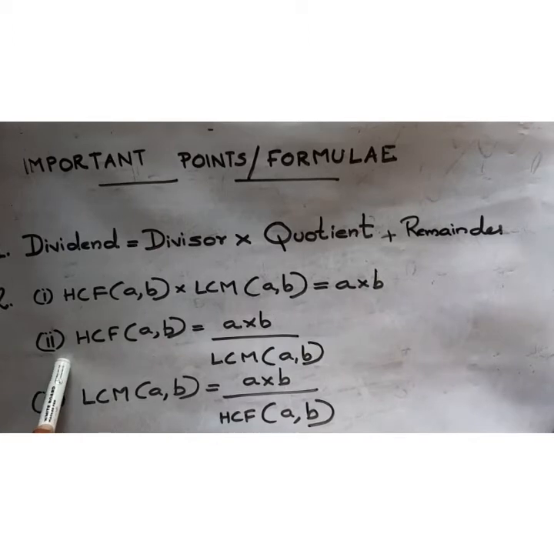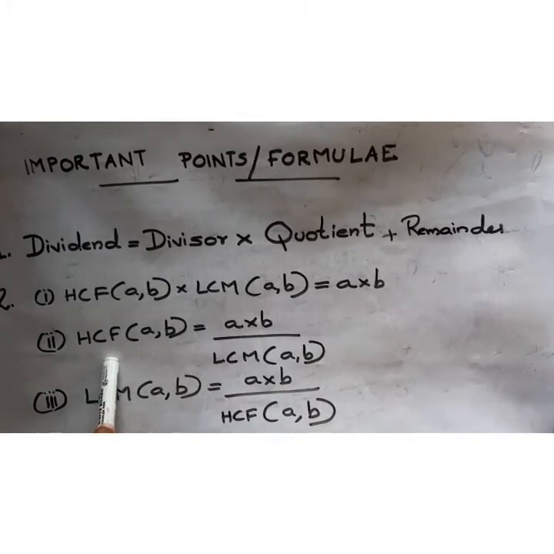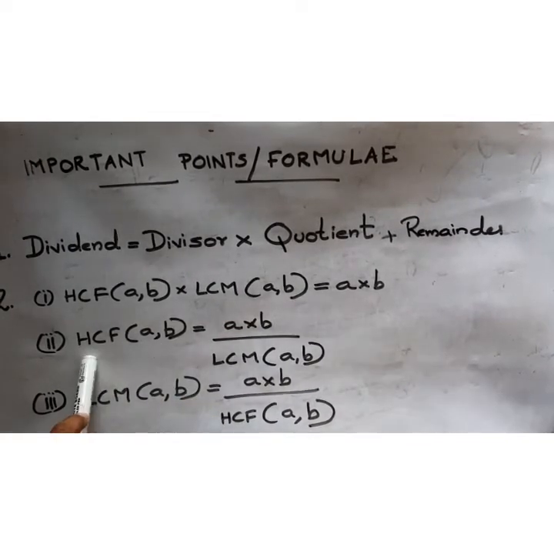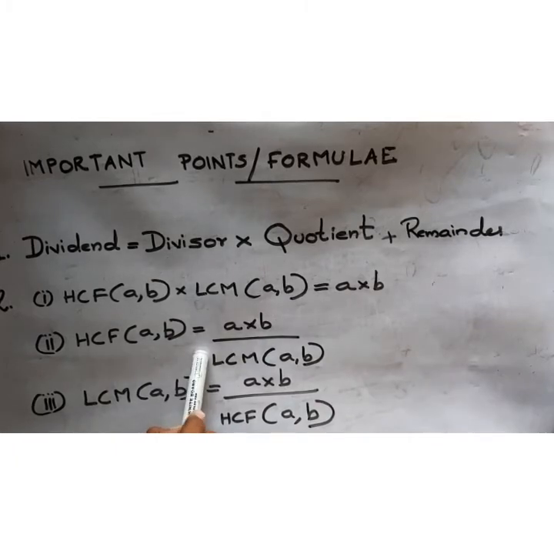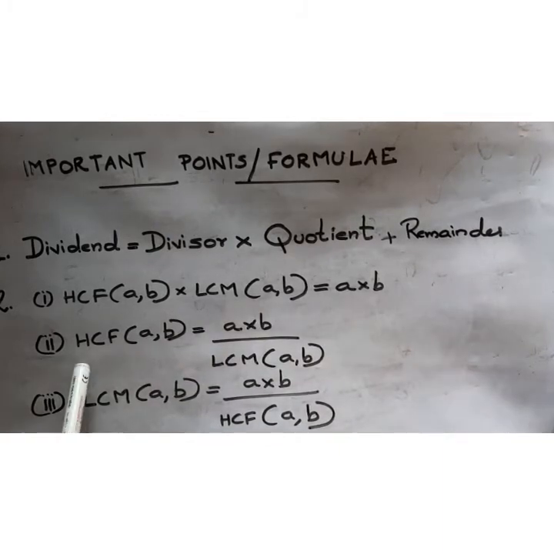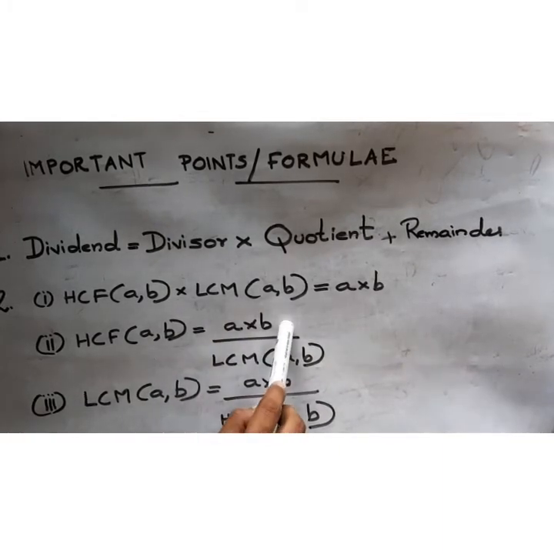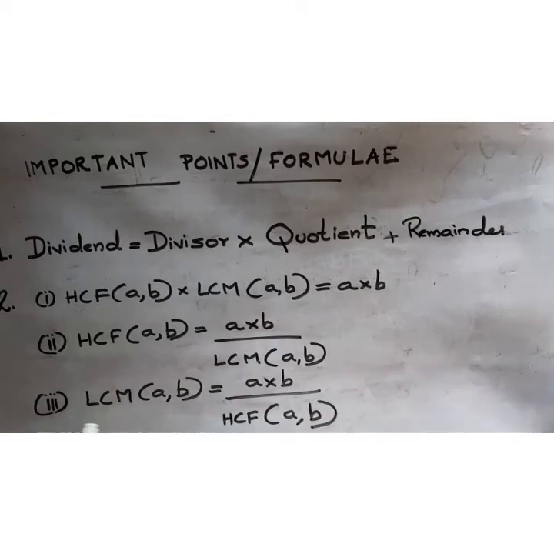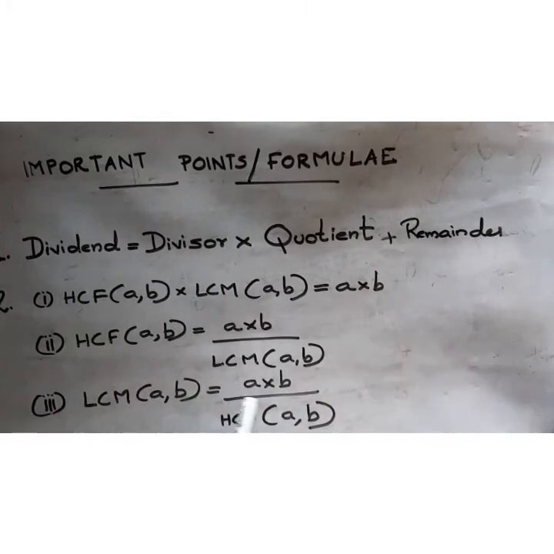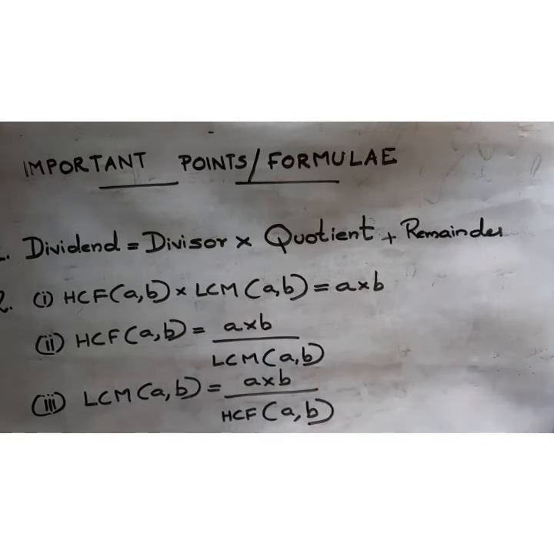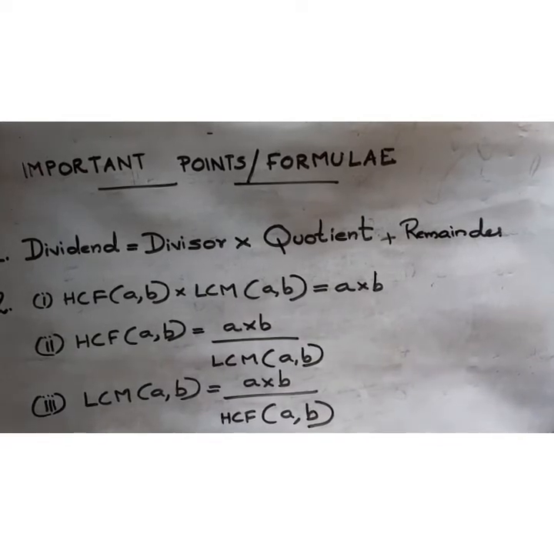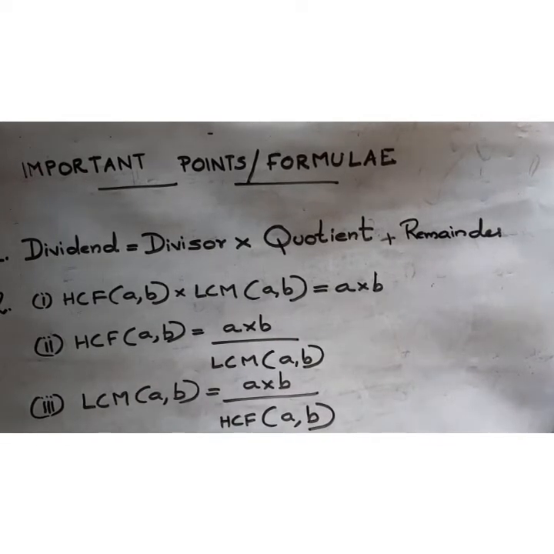Coming to the second equation, in questions where we have to find the HCF of A, B, the equation is HCF of A, B will be equal to A into B divided by LCM of A, B. HCF will be equal to the product of the two numbers divided by the LCM of the two numbers. And coming to the third one, LCM of A, B will be equal to the product of the two numbers divided by the HCF of the two numbers. This will be more clear to you when we do more problems on these equations.